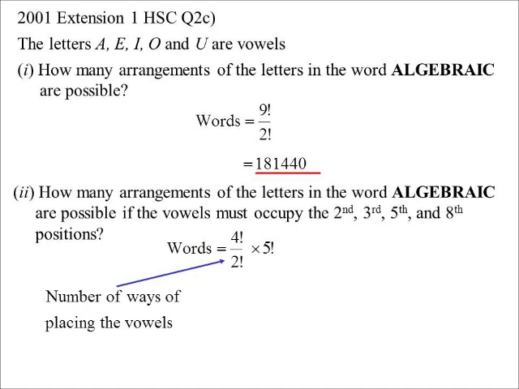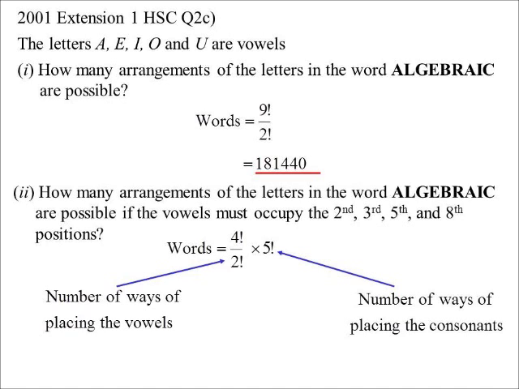That just leaves 5, here's another fancy word, consonants. So the number of ways of arranging the consonants. And so there's our answer, 1,440.